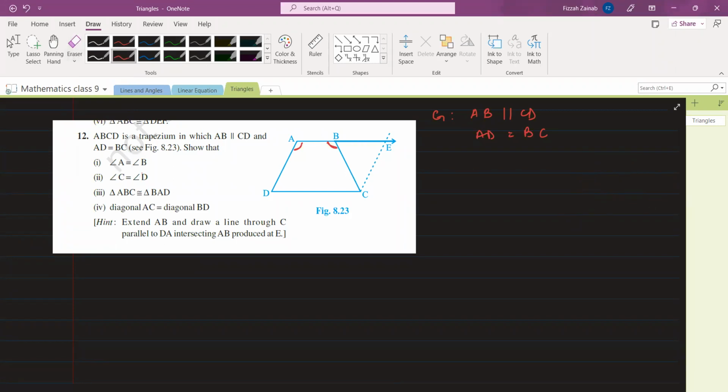Right. And you have to show this basically. And also you have to show that angle C is equal to angle D. That means this angle is equal to this angle. And triangle ABC, we have to draw it later on, is congruent to BAD. So, okay, let's do the first part first of all. To prove, you can write, I'm just doing the proof of part 1. So angle A and angle B you have to show equal.